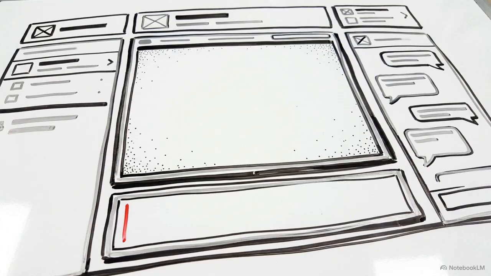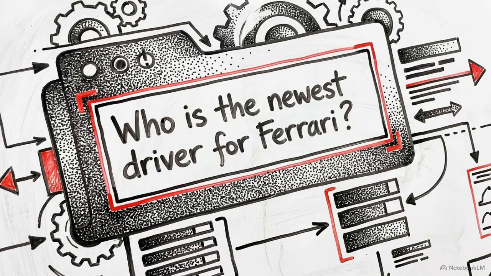To verify the build, we ask the chatbot a question its original model cannot know. Who is the newest driver for Ferrari? The bot successfully processes the scraped Sky Sports data from AstraDB and outputs the correct answer, Lewis Hamilton. The RAG architecture has successfully bypassed the model's knowledge cutoff.